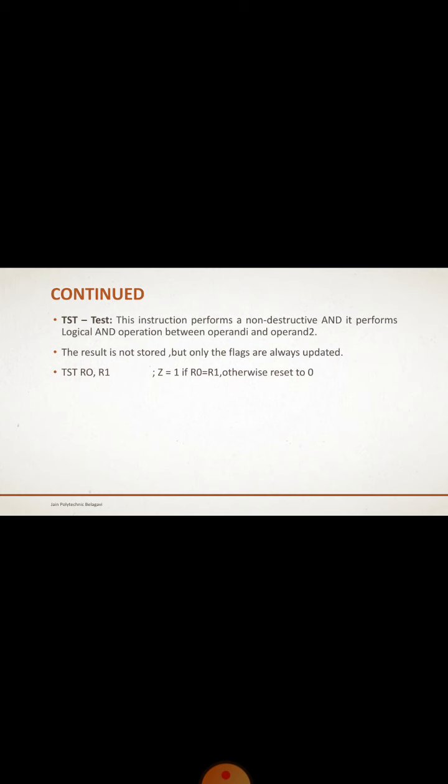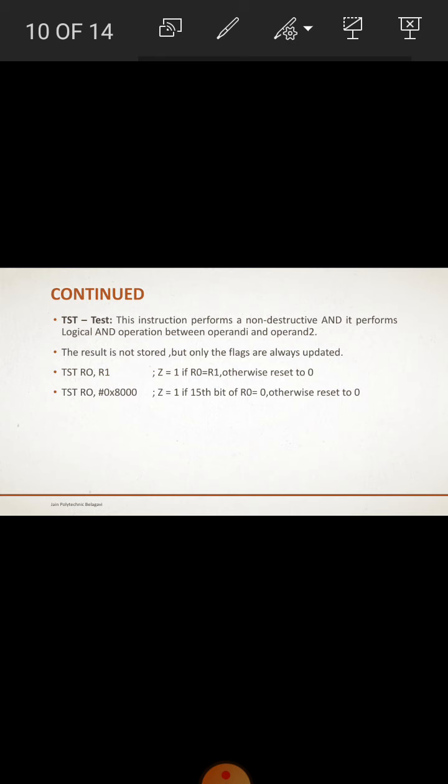TST R0, R1. Whenever Z flag is equal to 1, then R0 will be equal to R1. Otherwise, it will be equal to 0. That is, if the contents of R0 and R1 are the same, then Z flag will be equal to 1. If not, it will be equal to 0. Next, TST R0, #0x80. If Z is equal to 1, the 15th bit of R0 will be equal to 0. Otherwise, it will not be.